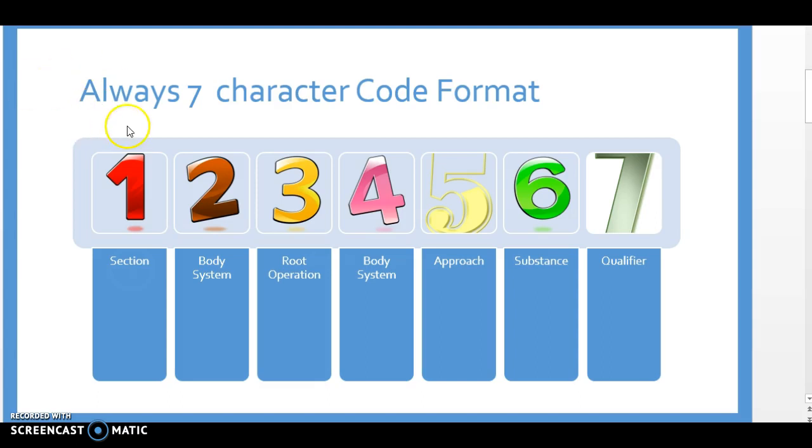The code characters are: the first character is for this section, second character is for the body system, third character is for the root operation, fourth character is for the body system, fifth character is for the approach, sixth character is for the substance, and seventh character is for the qualifier.